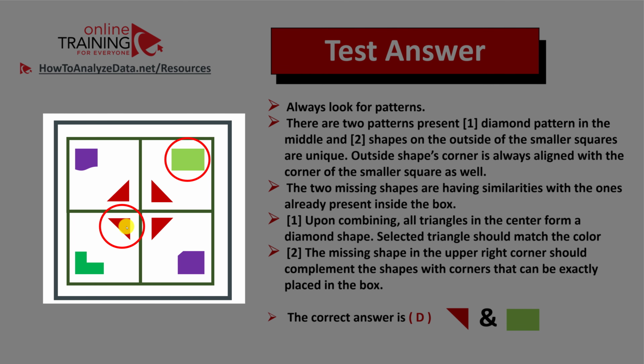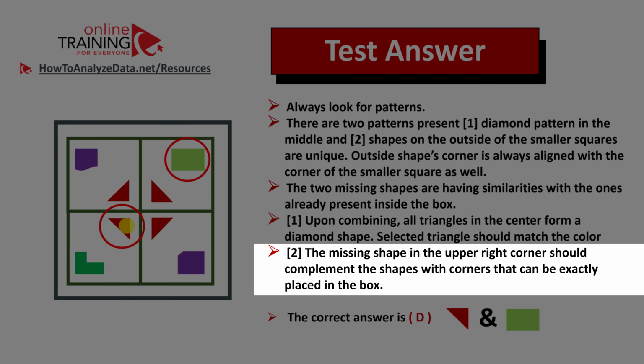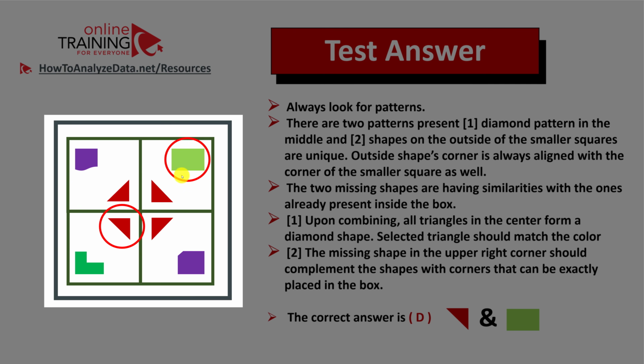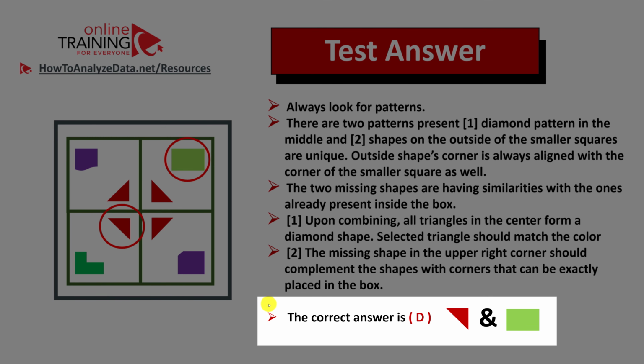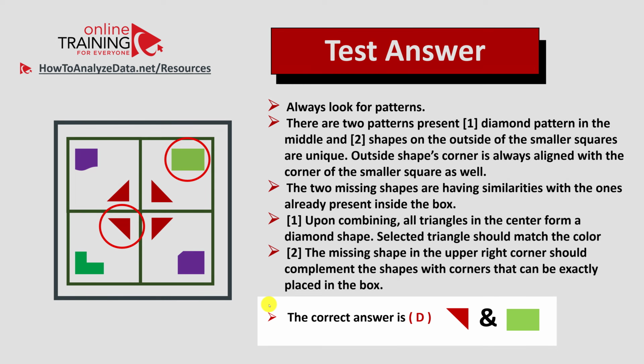Let's look at each one of these 2 patterns in more detail. You should look for the triangle which matches the color, and upon combining, it should build a diamond. For pattern 2, the missing shape in the upper right corner should complement the shapes with the corners that can be exactly placed in the box. In this case, we selected the green rectangle. You also notice that there is a pattern of green color on the opposite sides of the squares, same as the purple colors on the opposite sides of other squares. So the correct answer here is choice D. Hopefully you've nailed this question and now know how to answer similar questions in the test.